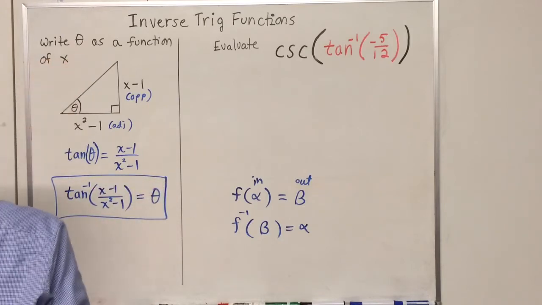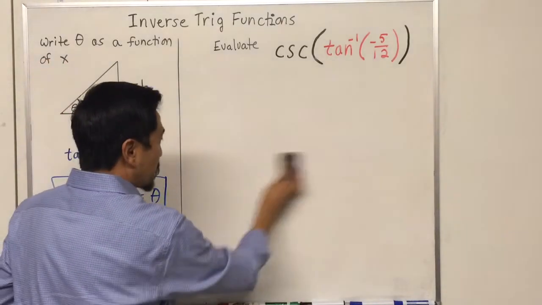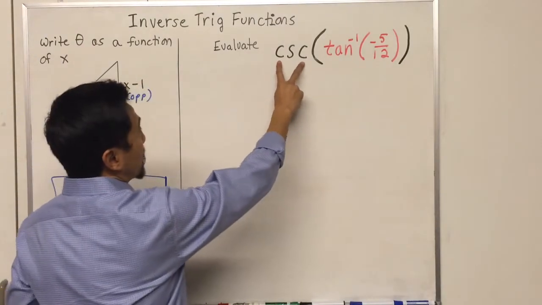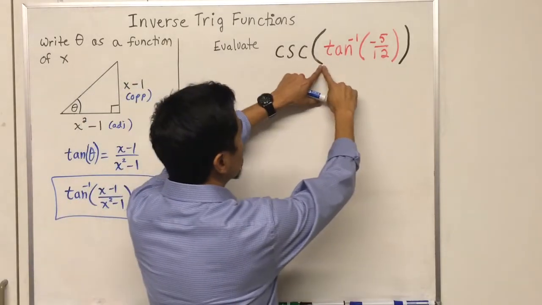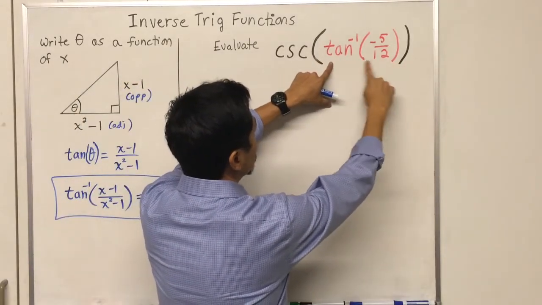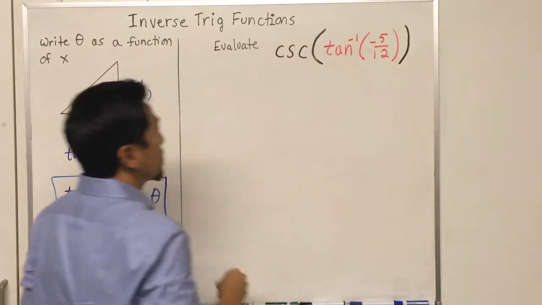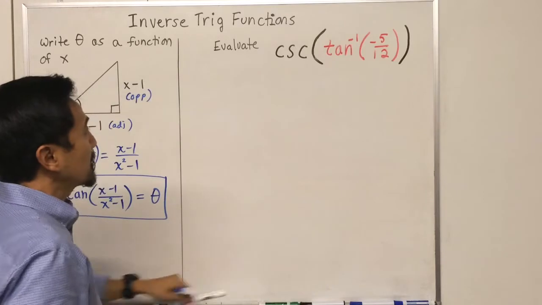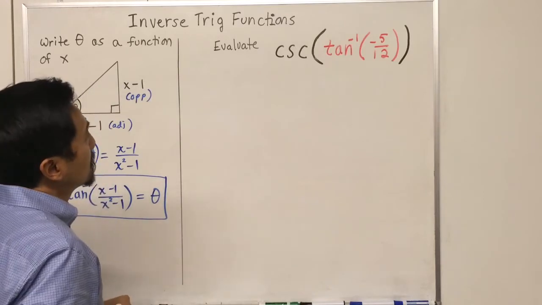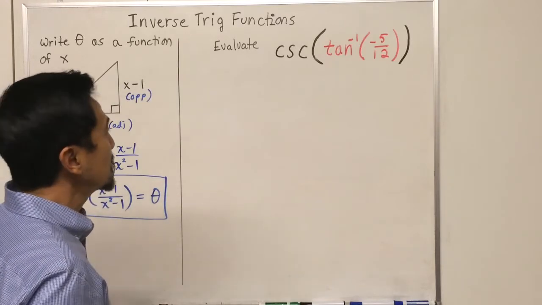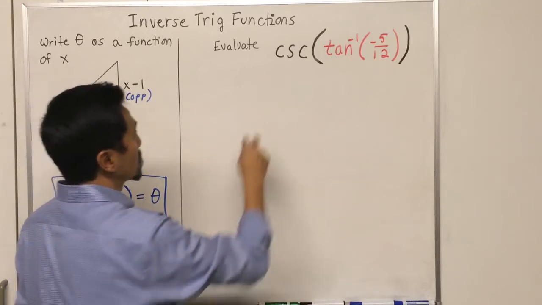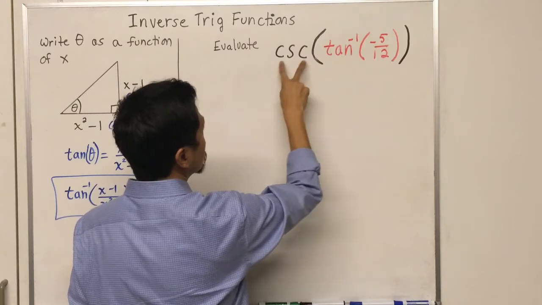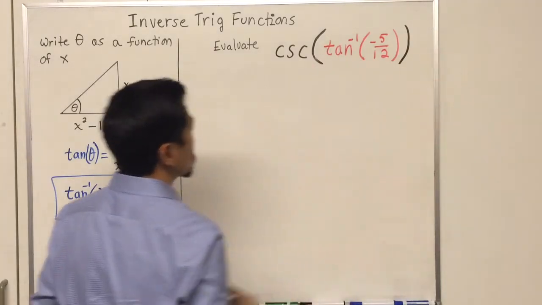Okay, now, next example. We're trying to evaluate this function here. I've got a cosecant function, and here in the parentheses is this value given in red. And that is an inverse tangent of negative 5/12. Okay? So when I'm done, I should end up with just a number. So I'm plugging this red number into a cosecant, and I should get out just a number.